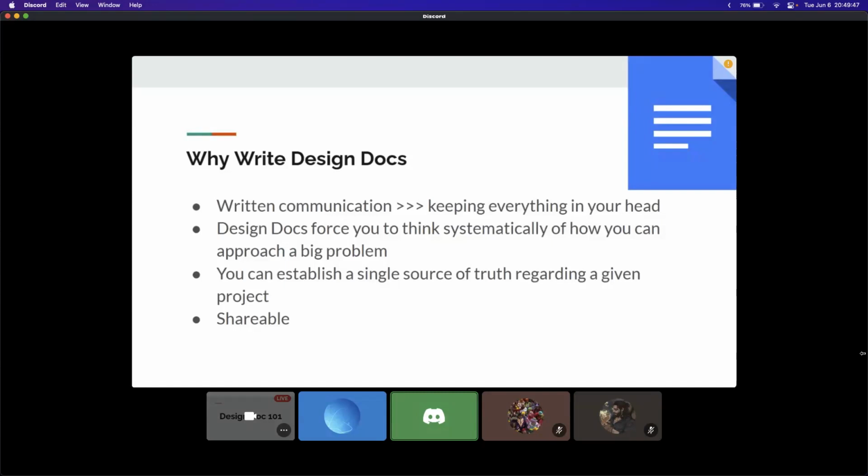And last but not least, with the advent of Google Docs, Microsoft Word, OneDrive, and various cloud services, design docs in a written form are shareable, in that you can send the doc to somebody or your team and they can totally leave comments about it. And you can also have a discussion about this written trail. So something more concrete to talk about.